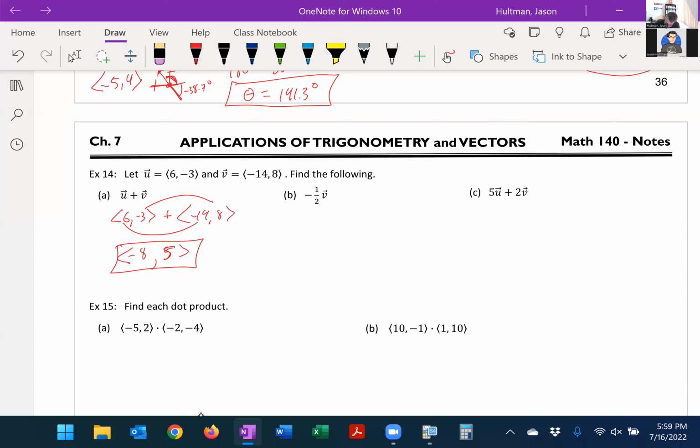Okay. What about negative 1/2 times v? Well, v is negative 14/8. So this is, again, just like distributing. So negative 1/2 times negative 14, negative 1/2 times 8. This is going to be 7. This is going to be negative 4.